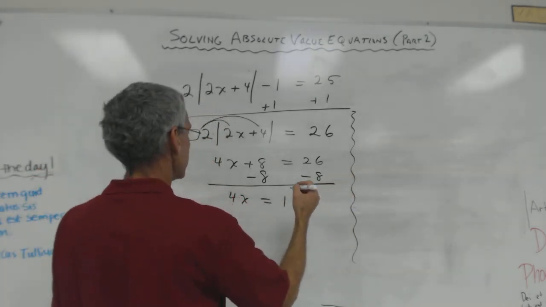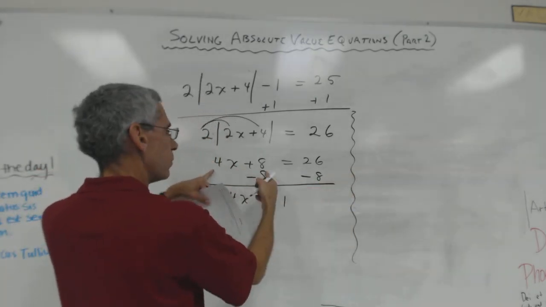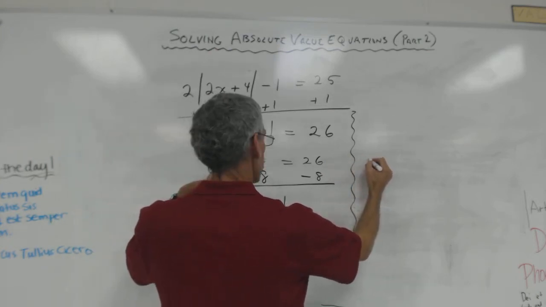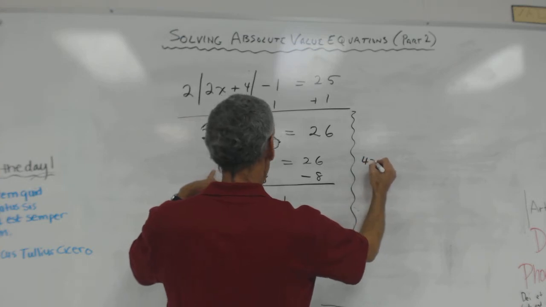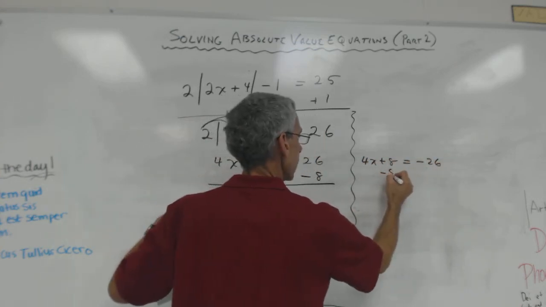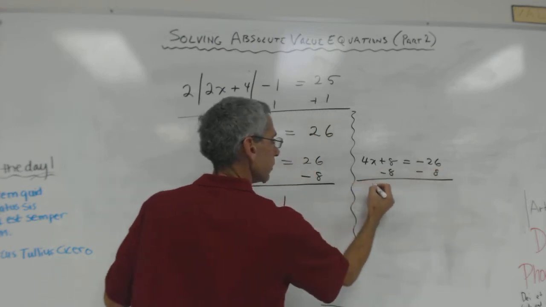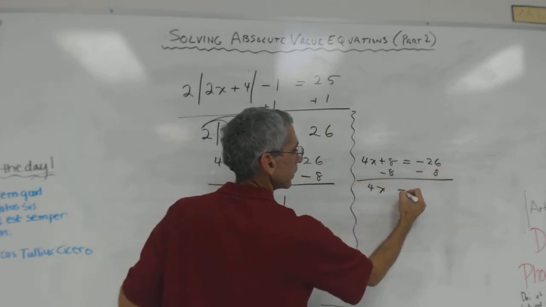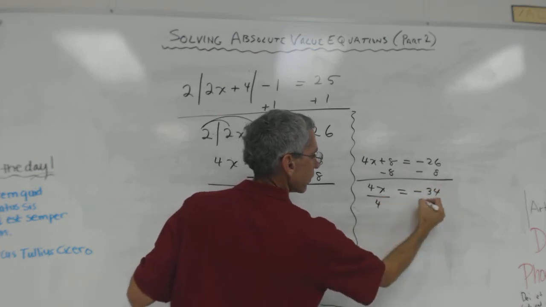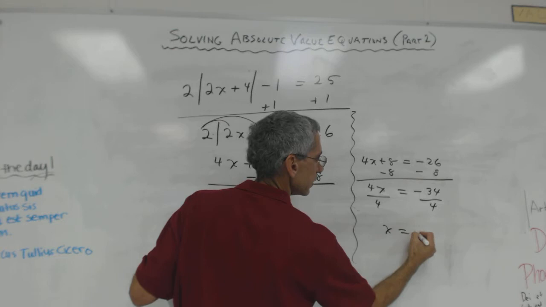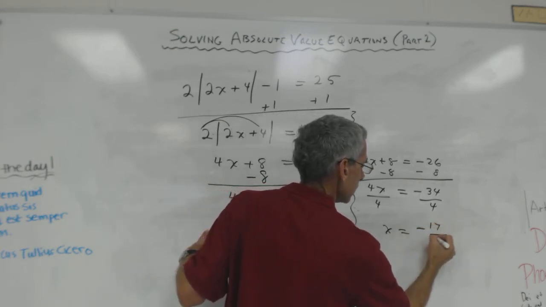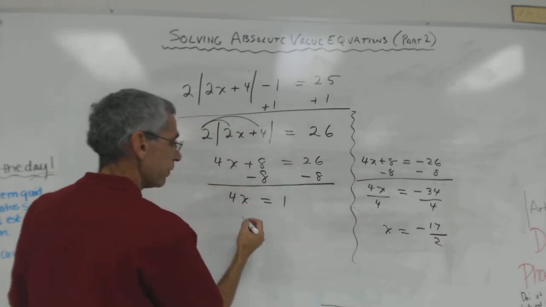Okay, so we did the distributive property, and so now we're gonna say 4x plus 8 is equal to negative 26. Thank you, buddy, I appreciate that. Minus 8, and then we got 4x is equal to negative 34. Divided by 4, divided by 4, I've got x is equal to negative 17 halves. Beautiful.